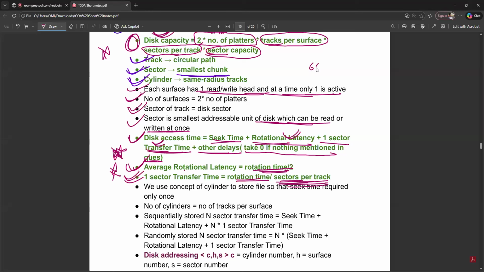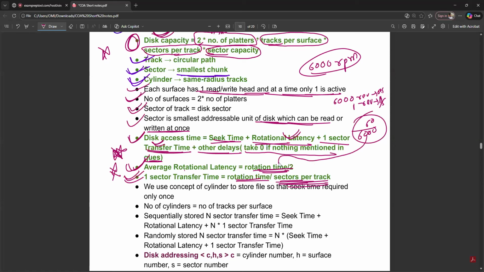Let's say it is given as 6,000 revolutions per minute. So 6,000 revolutions in 60 seconds. So per revolution, per rotation, how much time? 60 divided by 6,000. So this is the time you can insert here. That's called one revolution time or one rotation time. This will be given in the question, RPM or some similar information. If you take the average, you can get the average rotational latency.